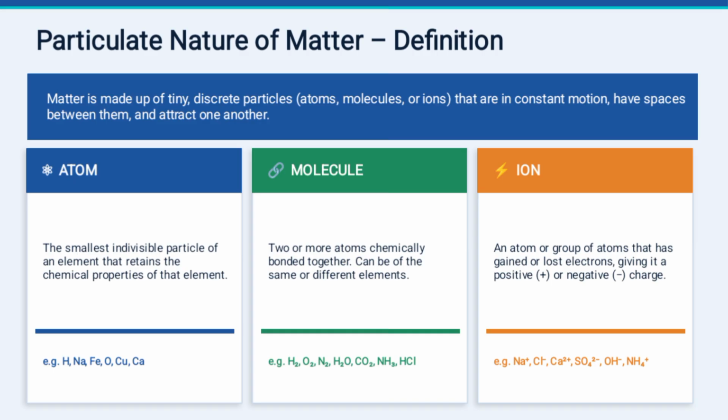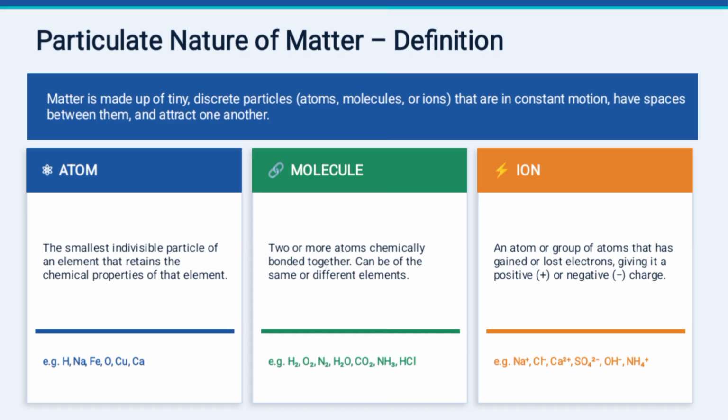Matter can exist as a particle or as a wave. So we call it the duality nature of matter, as a particle or as a wave. In chemistry and in this topic, we are going to be focusing majorly on the particle nature of matter. Matter as a particle has tiny discrete substances or particles in it, which are atoms, molecules, and ions. These particles are in constant motion. They have spaces between them and they attract one another.